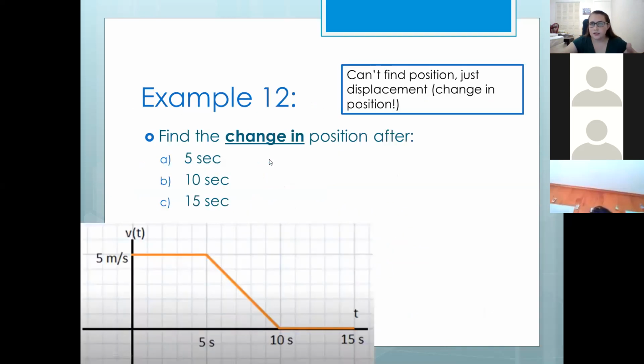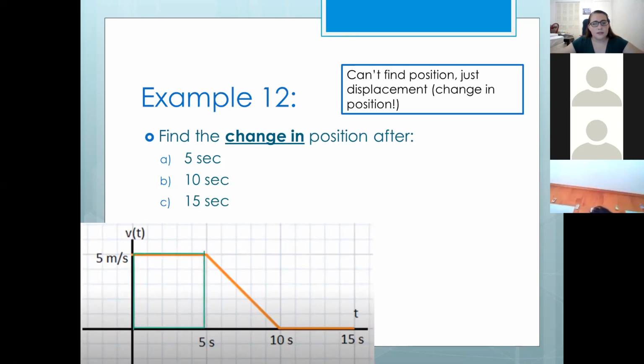So, an example of how to take these areas under a curve. And again, I have there in that blue box at the top, just a reminder, we can't find the position, just the change in position, just the displacement. So if you want to find the change in the position after 5 seconds, and then after 10 seconds, and then after 15 seconds, here's what we do.